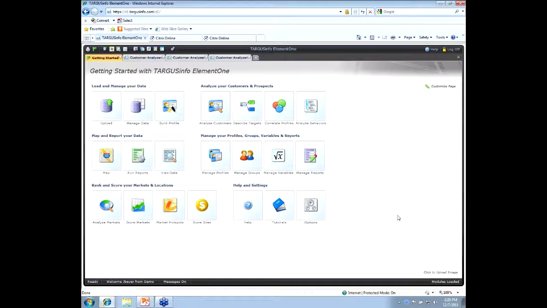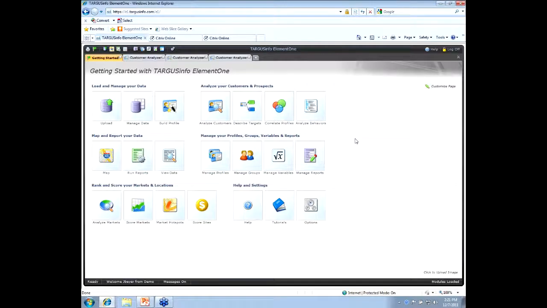ElementOne is, as I mentioned, our analytics platform. It's a web-based platform, which is great because for those of you that have worked with IT, server-based applications that need to be installed on the customer premise can be very challenging implementations. So ElementOne is an online platform that allows you to upload and manage your data and analyze it all within the platform.